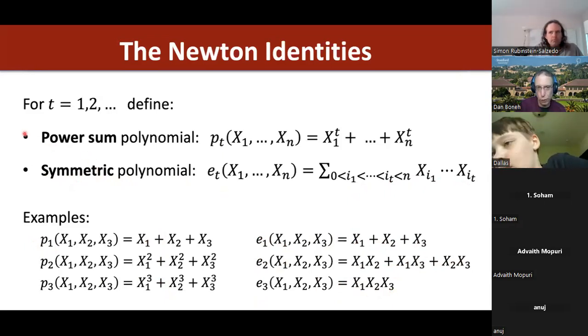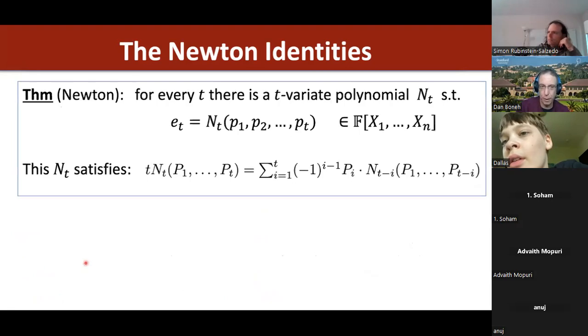So there are these two families of polynomials, the power sum polynomials and the symmetric polynomials. This continues to E4, E5, E6, P4, P5, P6. What Newton discovered is a very simple and cool relation between these polynomials, and it turns out that's exactly what we need here. I'm going to state Newton's identities in a kind of unusual way, but that's what we need. For every t, there's a certain polynomial, which I'll denote by n sub t.